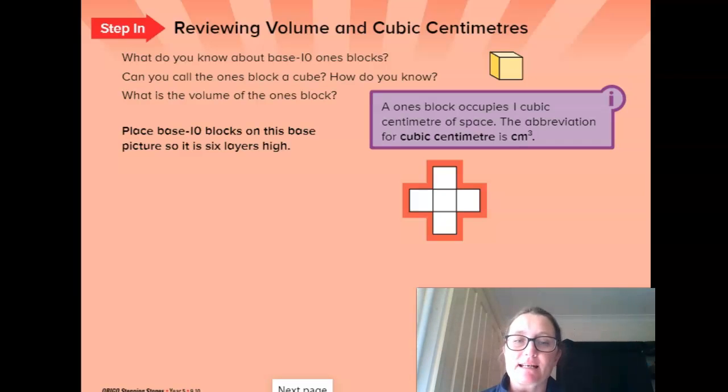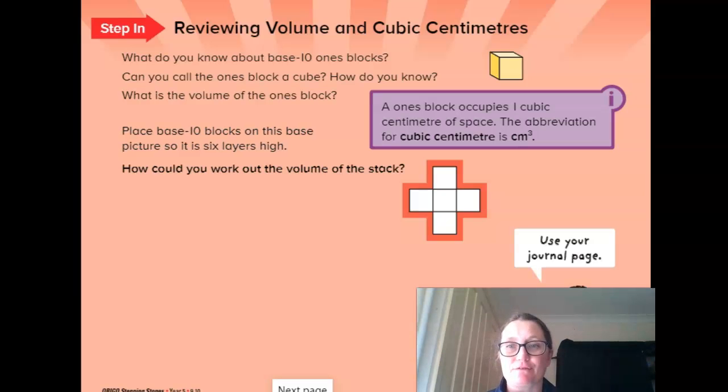Put your blocks that are in your pack on this base. If you've got enough, can you please make them 6 layers high? See if you can make them 6 layers high. If not, you might just have to imagine you've got 6 layers, or try it with something else that you've got. How could you work out the volume of the stack? How could you work that out?